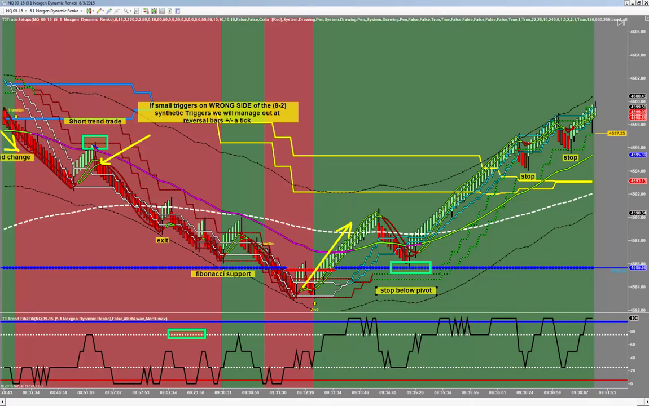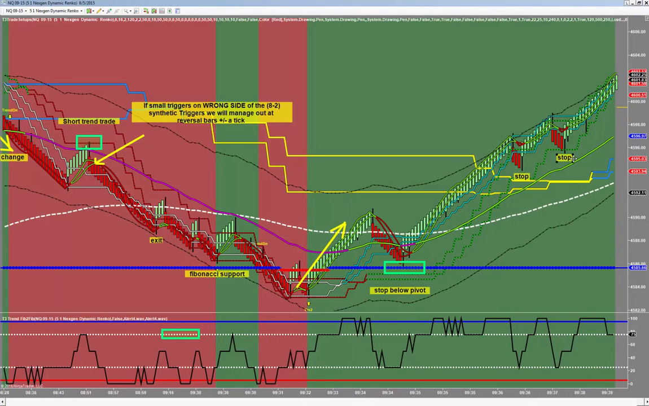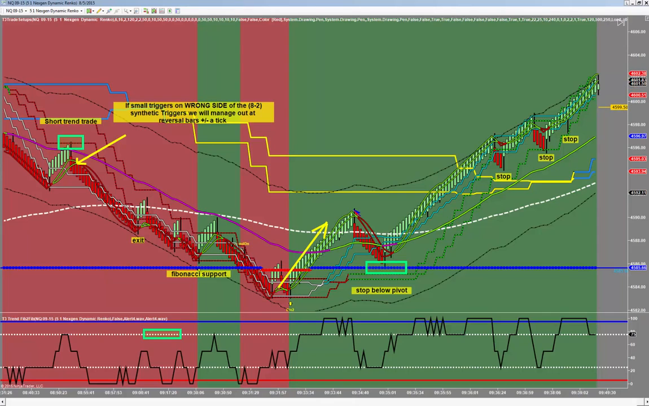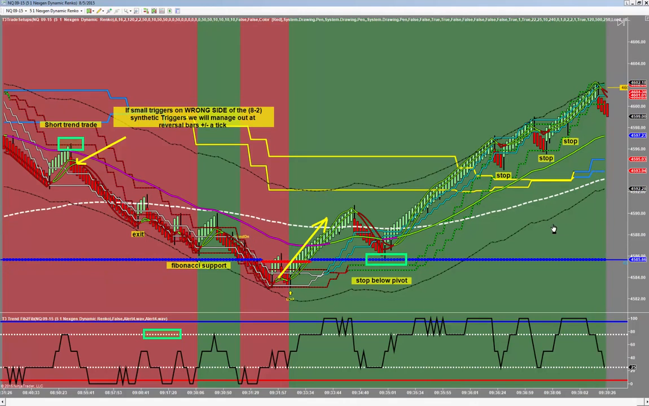So we had a short trade where we managed out. We hit Fibonacci support. We waited, and there you got a new stop again. We had a new Fibonacci support. Small triggers got above, pulled back to retest it. Still long, still long. How far is it going to go? I don't know.